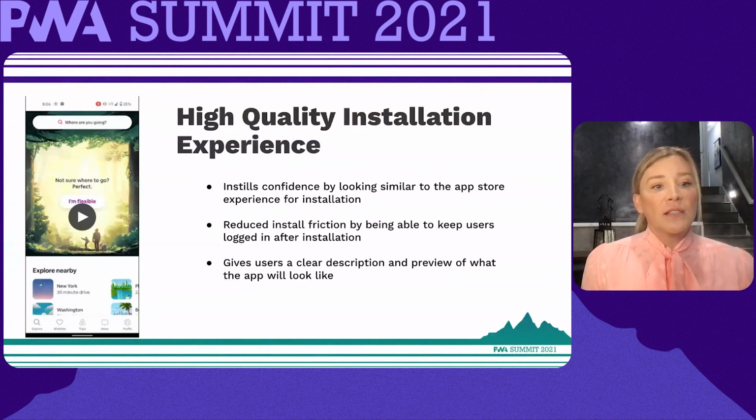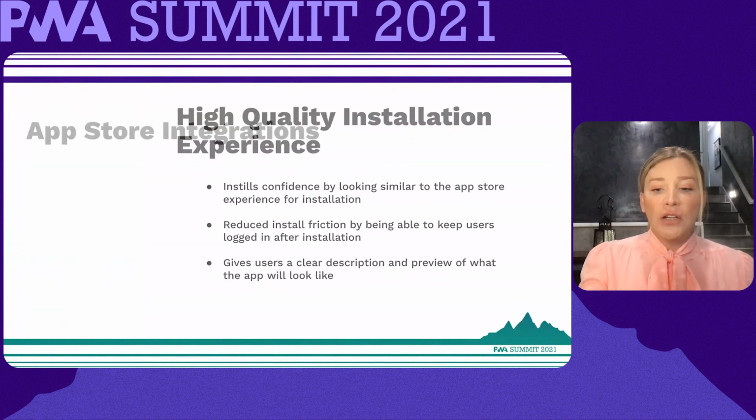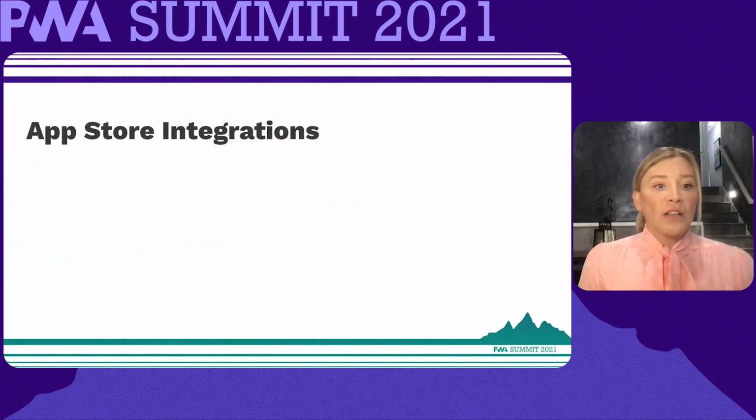And that's one of the things that can differentiate our progressive web experience. Another thing that can differentiate that is App Store integration. App stores are something that has typically only been for native apps in the past.